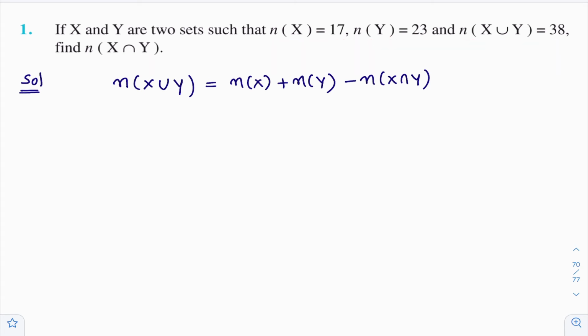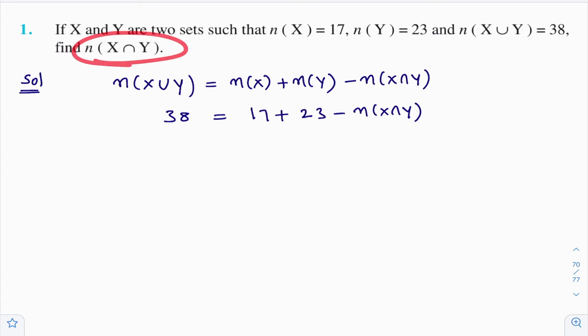N of X union Y is what? 38. So N of X union Y, 38, equals N of X. What is N of X? N of X is given as 17, plus N of Y. N of Y is given as 23, minus N of X intersection Y, that is what we need to calculate. So I kept N of X intersection Y as it is.